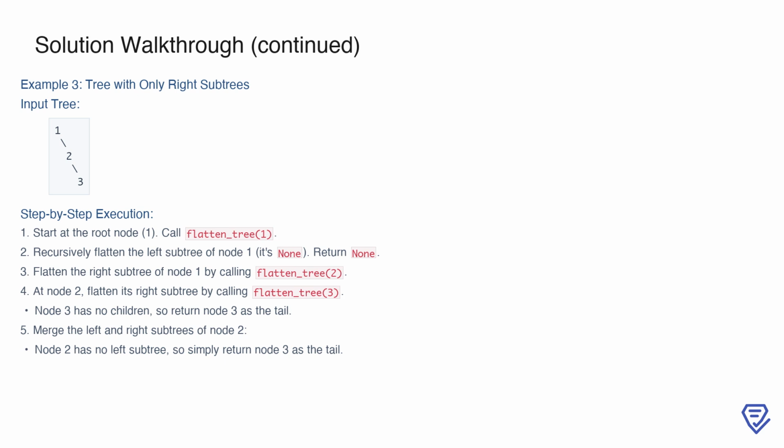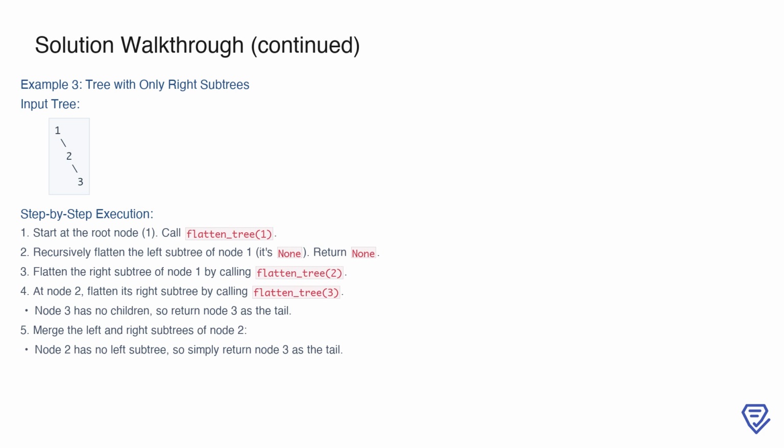Next, we flatten the right subtree of node 1 by calling flatten_tree, 2. At node 2, its left subtree is also none, so we return none for the left tail. We then flatten the right subtree of node 2 by calling flatten_tree, 3. Since node 3 has no children, it becomes the tail of node 2's right subtree, and we return node 3.